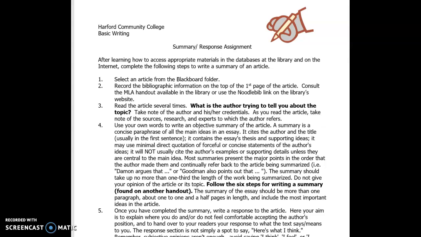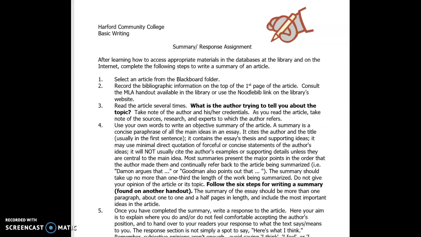When you're writing your summary, you're going to present the major points in the order that the author made them. And throughout your summary, you're going to use the author's last name frequently. Damon argues. Damon points out. Damon discusses. The summary should be no more than 1/3 the length of the original work. There is none of you in the summary. You are summarizing the author's main points.